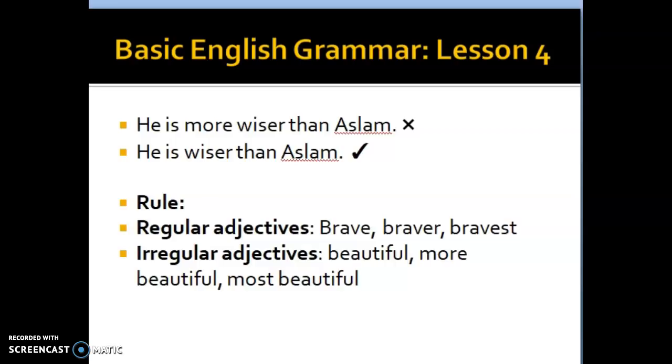He is more wiser than Aslam. Now this sentence is wrong because wiser is an adjective.